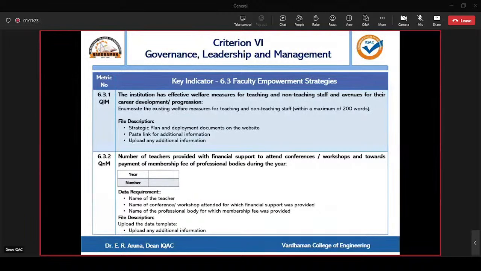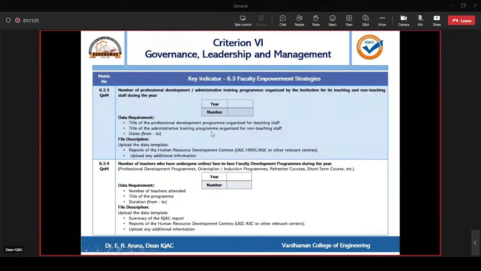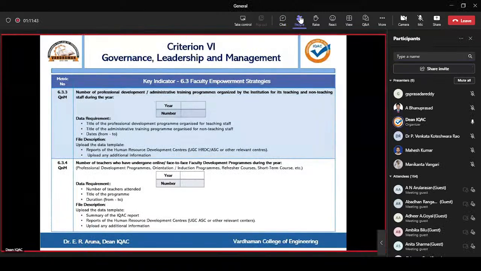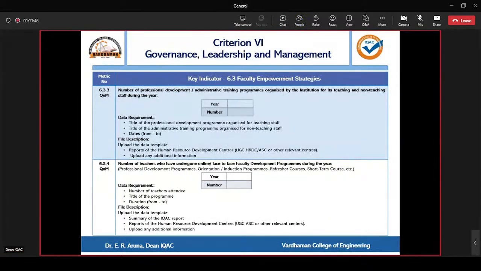Let me continue. Coming to the next one, 6.3.3. This is also QnM, which is the number of professional development and administrative training programs organized by the institute for its teaching and non-teaching staff during the year. They provide one prescribed template, which contains details like year, title of the professional development program organized, title of the training program organized for non-teaching staff, the duration from-to, and the number of participants. Actually, we have to provide a supporting document for this.